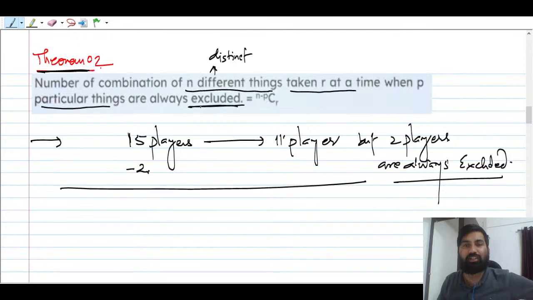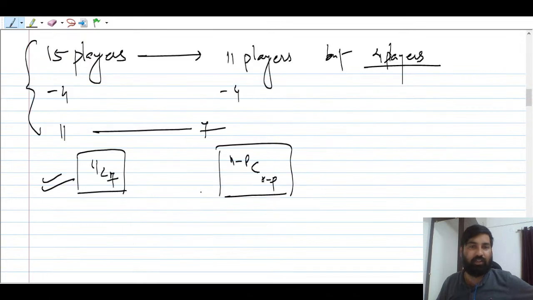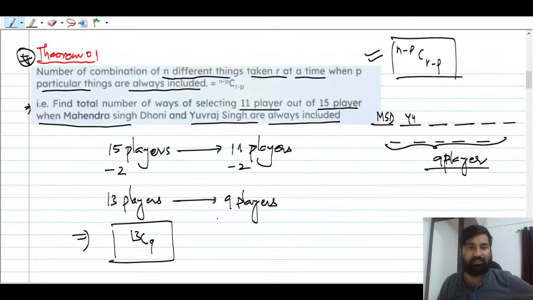Don't subtract from here. In case of exclusion, don't subtract from what you're going to select, right? That is very important. So this is going to be 13 and this is 11. So the answer will be what? 13C11. I hope everybody understood this, right? 13C11 is the right answer for this question. Okay, 13C11. I hope this makes sense. And last time this was 13C9, right?